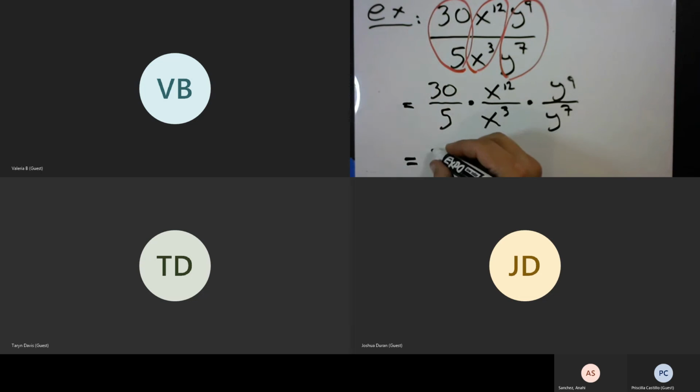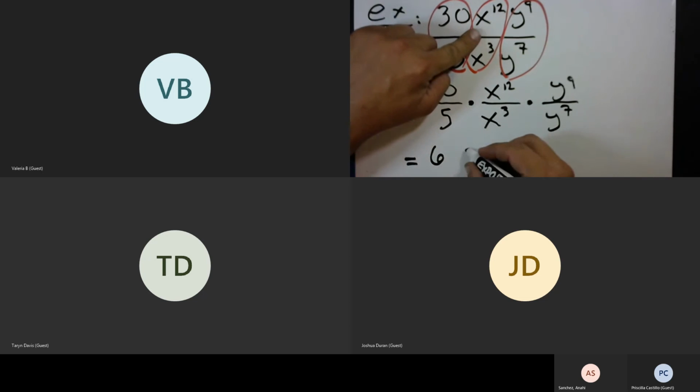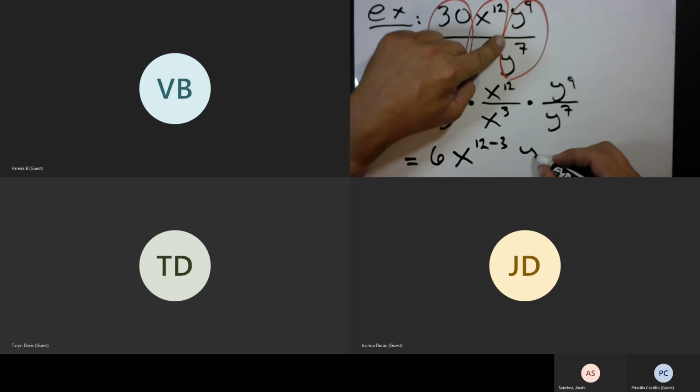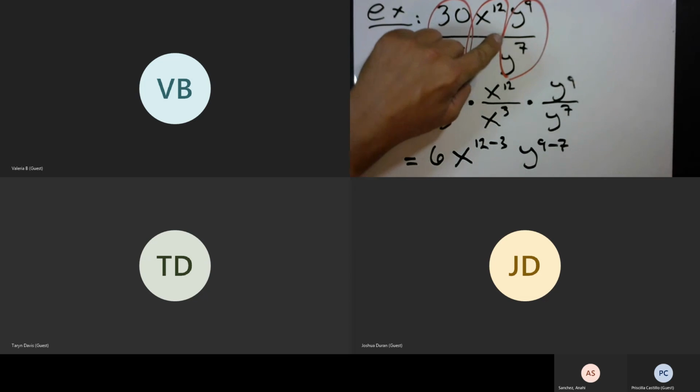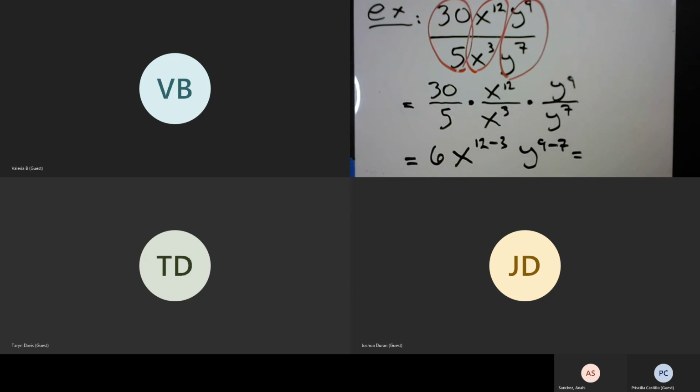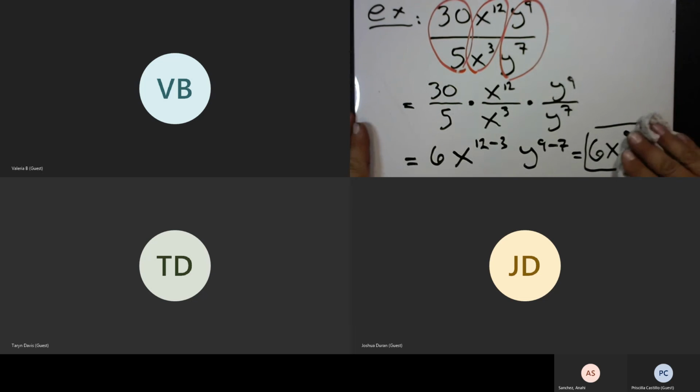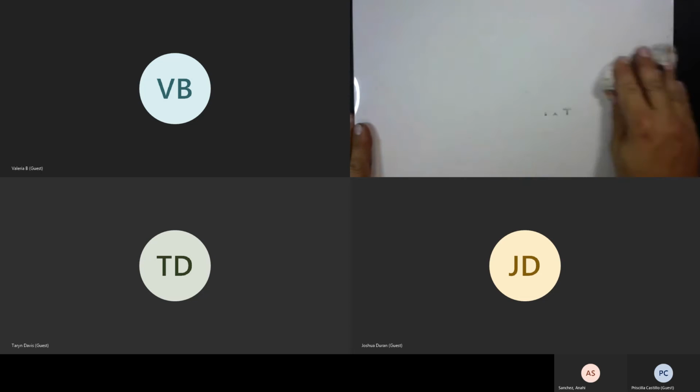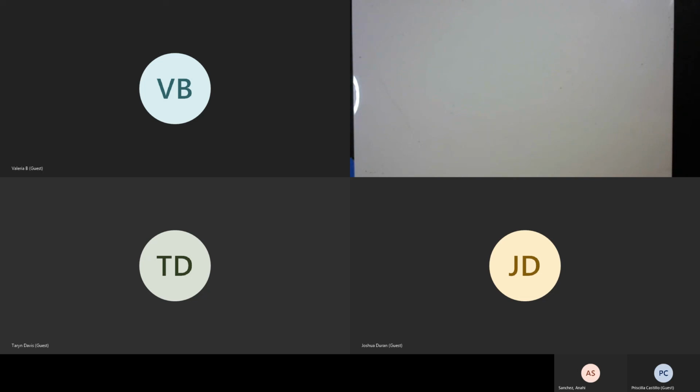So 30 divided by 5 is 6. This one here will be x to the 12 minus 3. This one here will be y to the 9 minus 7. And the result, we'll get 6 x to the 9th y squared. And that's going to be our answer. So there's something that comes out here.